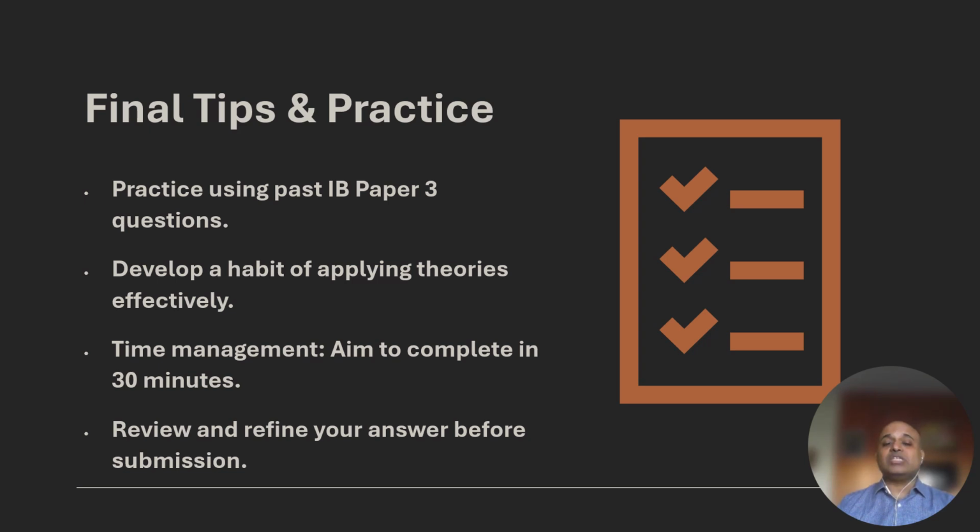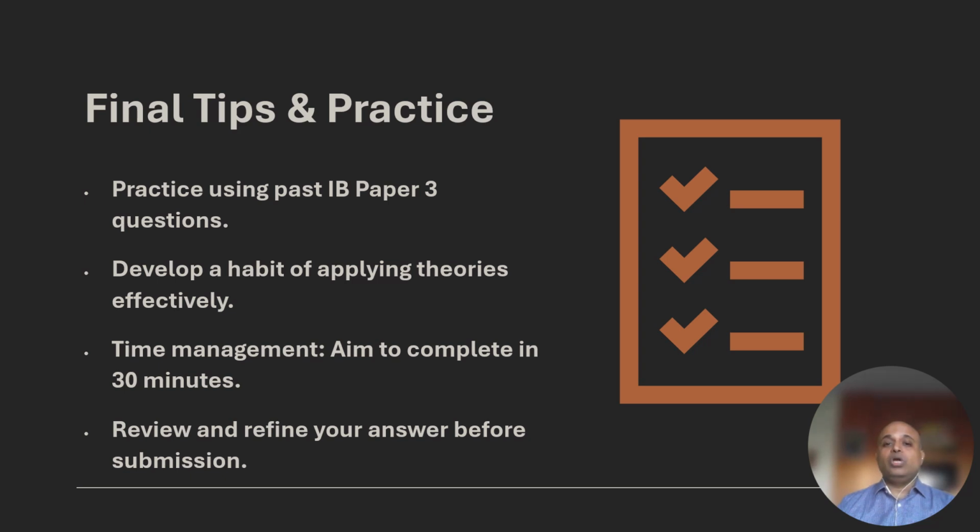Time breakdown for the 17 marker. 5 minutes planning: bullet points, key theories, case study links. 20 minutes writing: structured paragraphs, evaluation, trade-offs. 5 minutes reviewing: checking clarity, coherence, and adding final touches. Tip: keep your introduction brief, focus on quality over quantity, and ensure your argument flows logically.